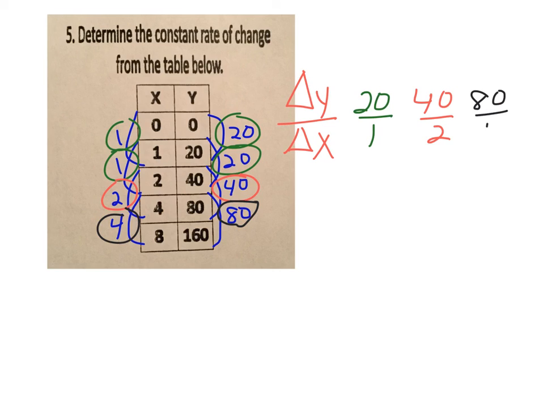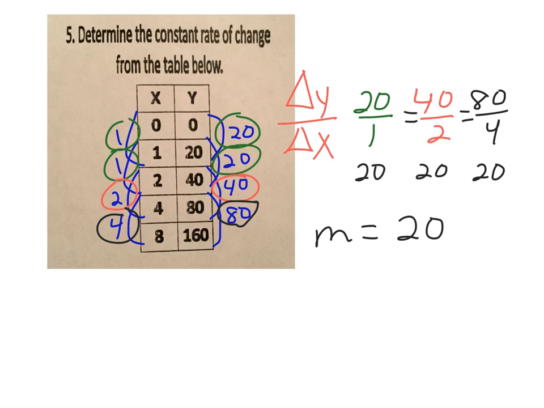Now what you should recognize is these are proportional. These are equivalent to each other, because 20 divided by 1 is 20, 40 divided by 2 is 20, and 80 divided by 4 is 20. So your m, or your slope, which is your rate of change, is 20. That is a proportional linear equation.